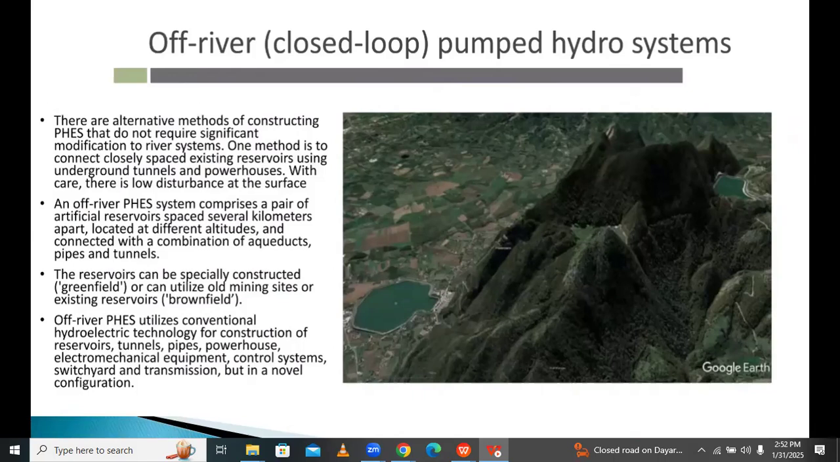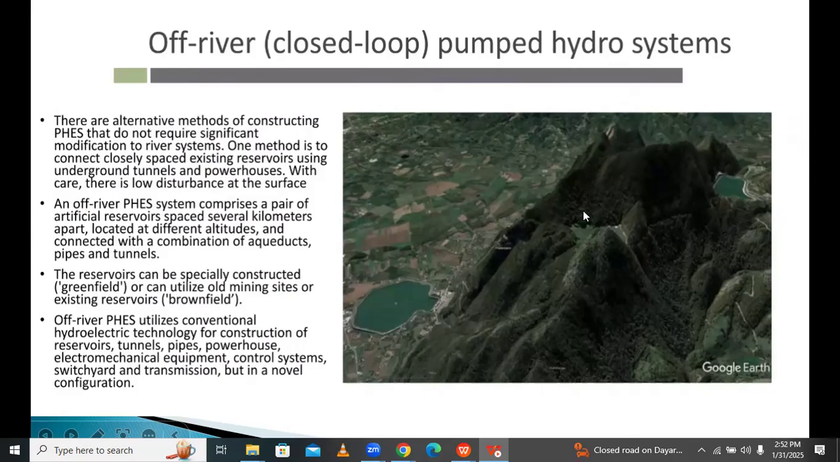The reservoirs are spaced several kilometers apart, located at different altitudes. This is on ground level, and this is called the top level, the upper level. They are located at different altitudes and connected with a combination of aqueducts, pipes, and tunnels. By using pipes and tunnels like this, we can connect these two underground in off-river based pumped hydro storage systems.